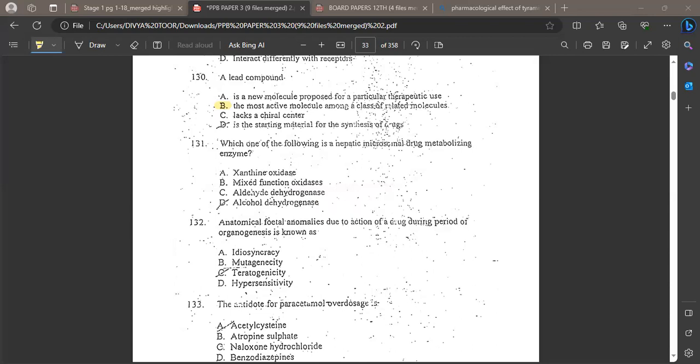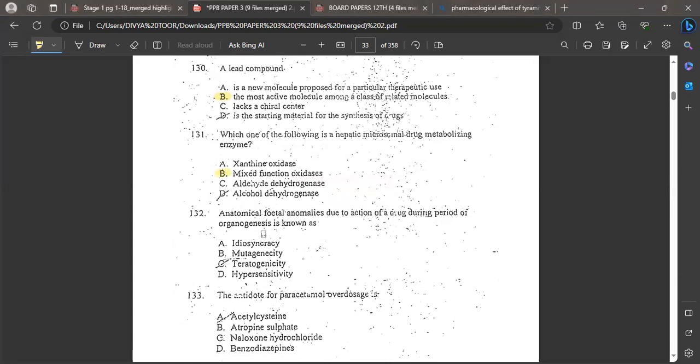Okay, so can someone please read the question? Which one of the following is a hepatic microsomal drug metabolizing enzyme? Oxidases, right? Yeah, I was also thinking the same. See, the CYP system, we also call it the mixed function oxidase. Yeah. Then it's that one.